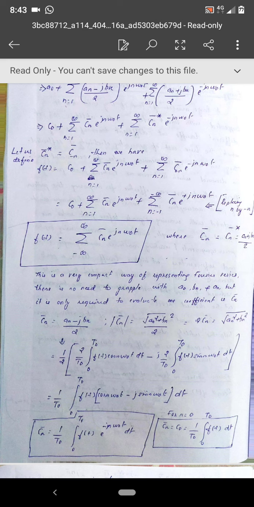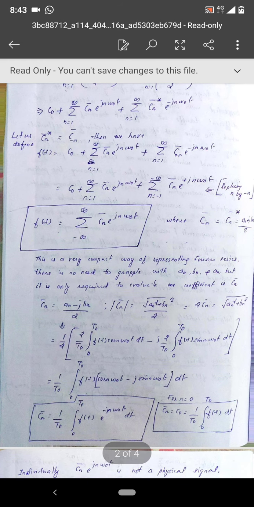Now you can bring everything together as a single summation. I can make a continuous summation from minus infinity to infinity. Why? I already have summation from n is equal to 1 to infinity, and I have summation from minus 1 to minus infinity. The remaining term was for n is equal to 0, so n is equal to 0 is nothing but c naught.